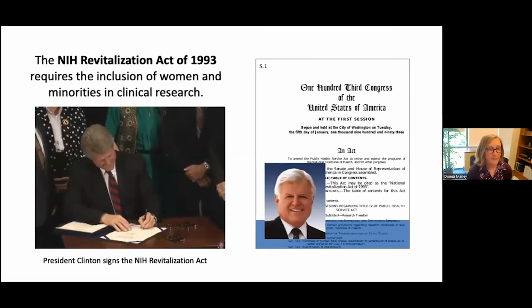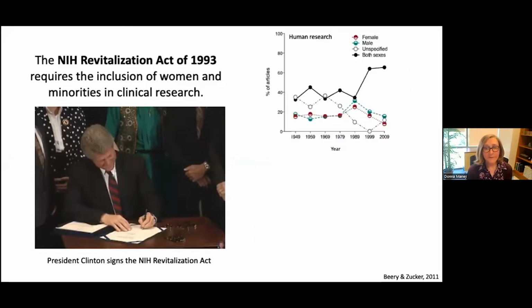And this story is going to be familiar to probably a lot of you. So before 1993, most NIH-funded clinical trials were conducted on men. So there was this culture of assuming that whatever drug treatment works well in men will also work well in women. In other words, NIH was treating men as the default human. But with this Revitalization Act, now by law, all NIH-funded clinical trials have to include women. And these are data from Beery and Zucker, about a decade ago, who showed that for research on humans, the sex disparity greatly improved after 1993.